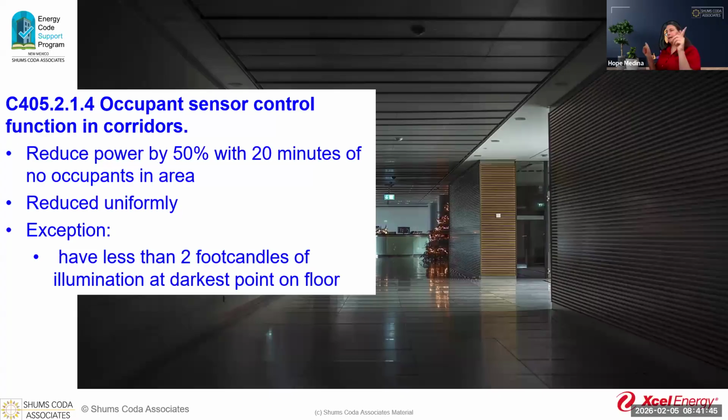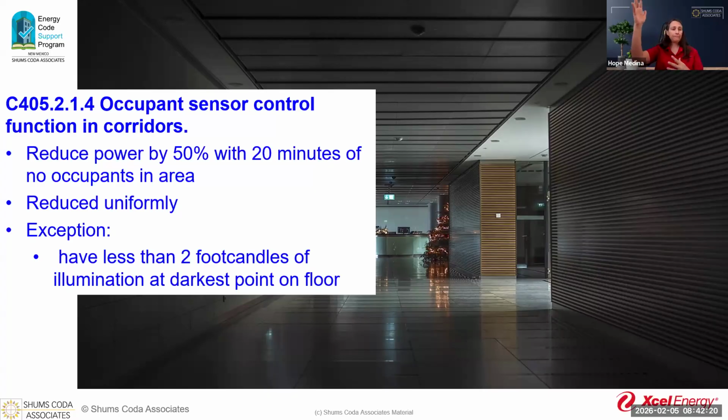Now, corridors, this is the new one. Okay, so in this particular instance, what you're going to do is after 20 minutes of nobody being in the corridor, the occupancy sensor is going to reduce it down to 50%. It does not completely shut off. That was always the big concern about it. It only reduces down to 50%. Now, when it reduces down, it has to be done uniformly. There is an exception for it.